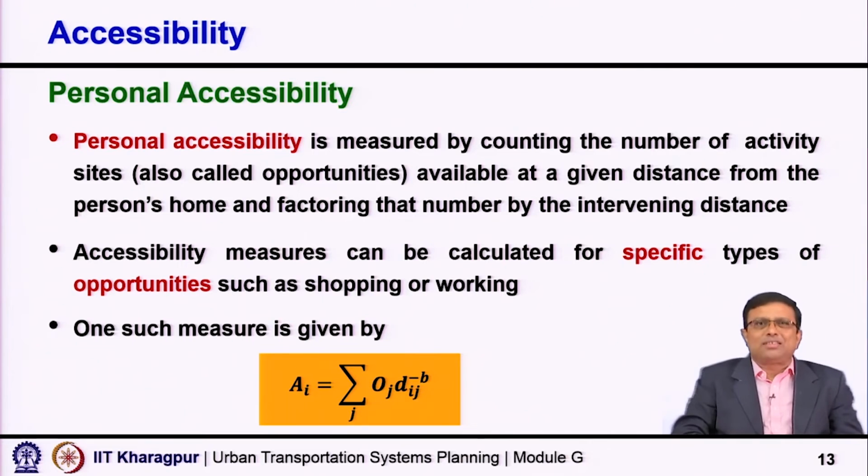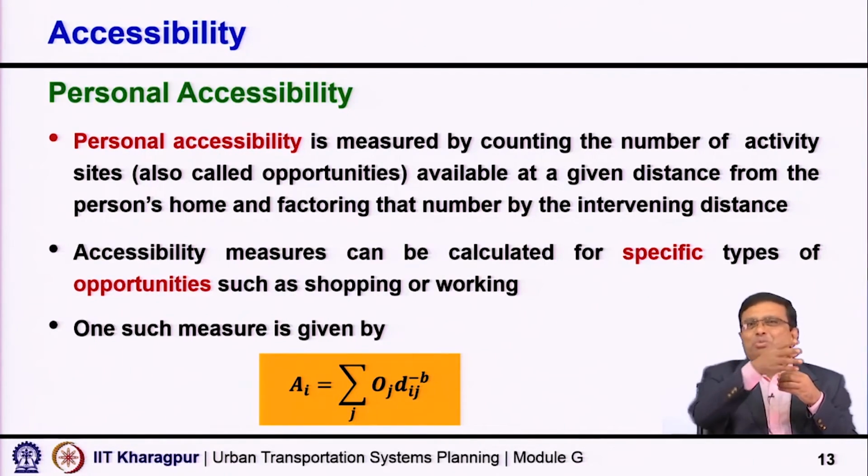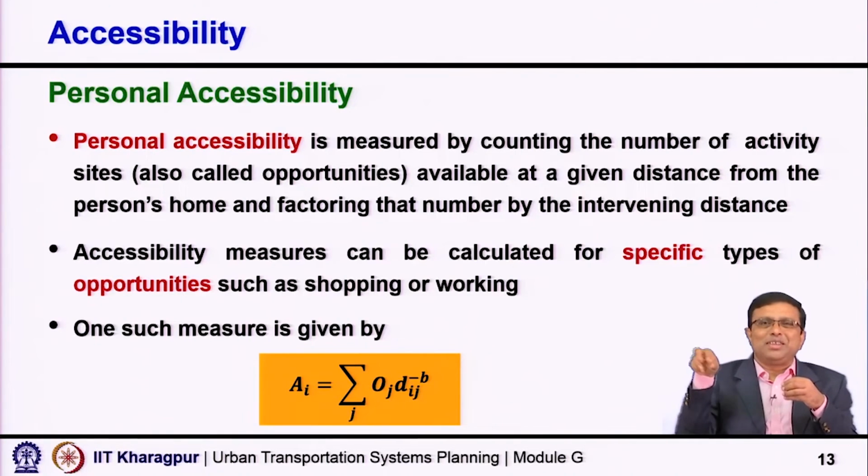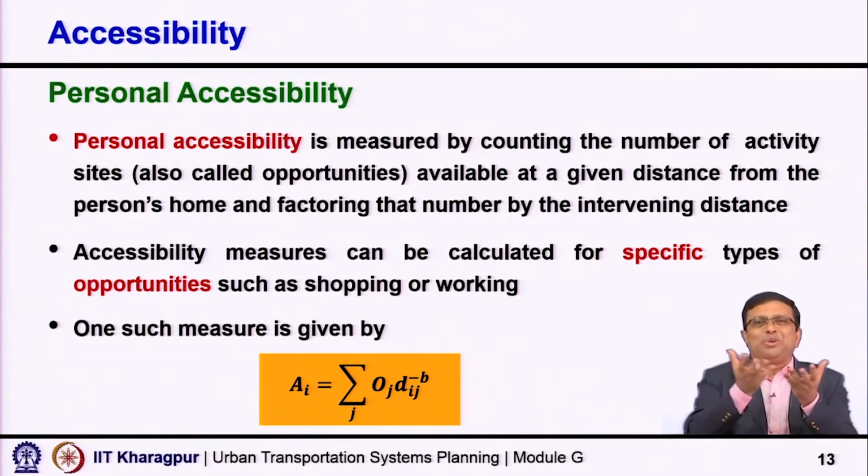Now, when we come to personal accessibility, personal accessibility is measured by counting the number of activity sites. You can also say it as opportunity, we can also say employment or anything, any way we can define, right. We can say general opportunity available at a given distance. That means, I am staying in one region, how easily am I able to access the opportunities which are there in these surrounding locations. So, my home is located somewhere and all around there are many opportunities, somewhere shopping, somewhere other kinds of facilities. So, how easily I can access all those facilities. Okay. That will mean the personal accessibility, what is the accessibility level I am enjoying.